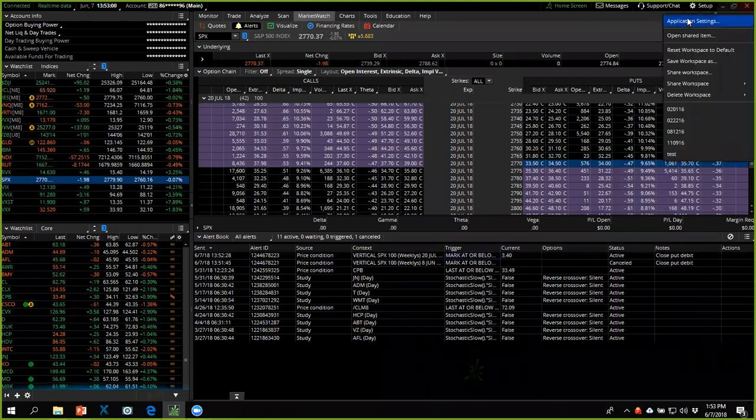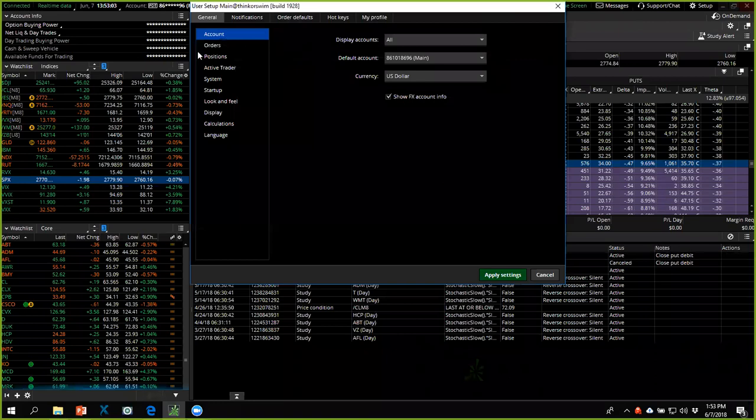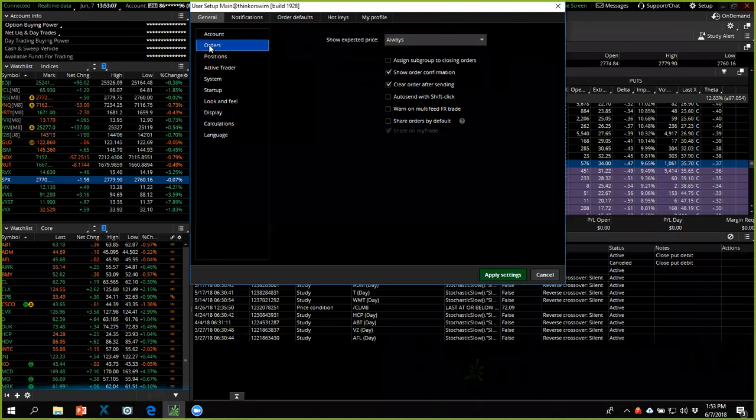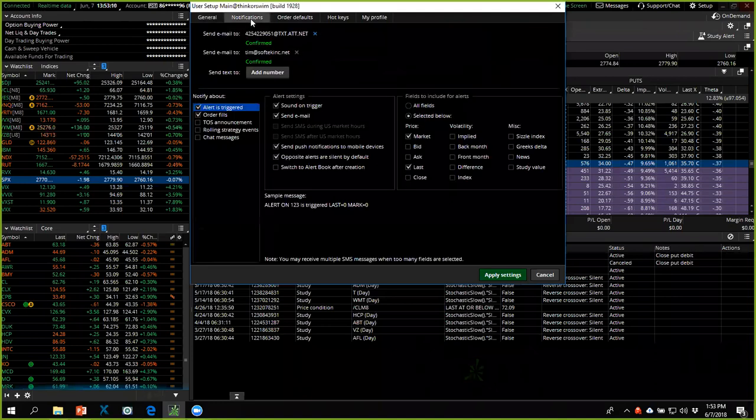If I go to Setup and Application Settings, and I go to Orders, Notifications, you can select all these different events that you want to get notified about. You can configure what it will do when the alert goes off, and you always have it set to send an email. And over here you can click what columns you want to see in the alert or the email when you get it, and you can choose different columns.